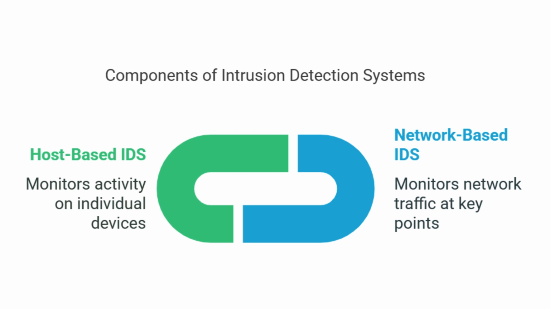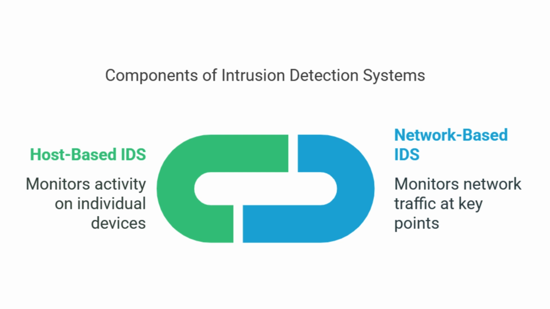So, what is an intrusion detection system, or IDS? An intrusion detection system is a security tool that monitors traffic and system activity to detect signs of unauthorized access, attacks, or policy violations. Unlike firewalls, which block incoming threats, an IDS does not stop attacks, it only detects and alerts security teams about them.